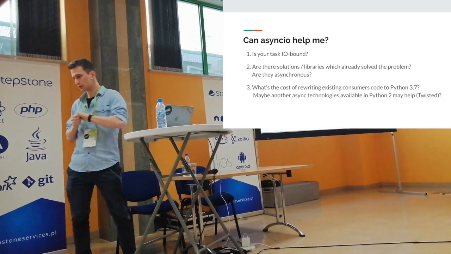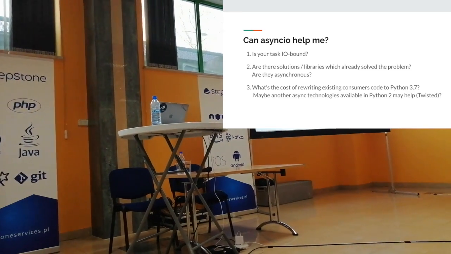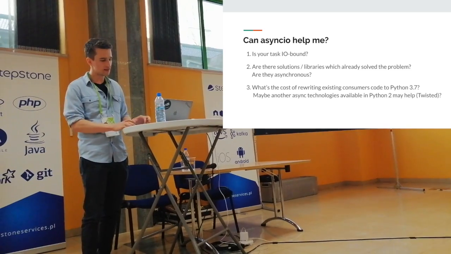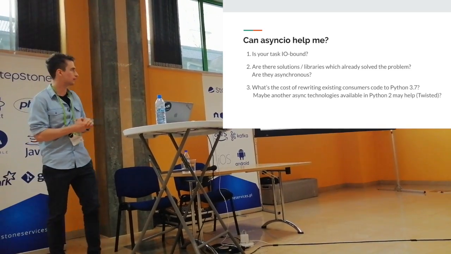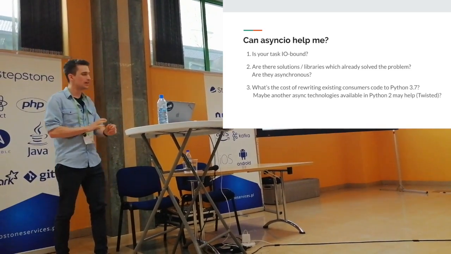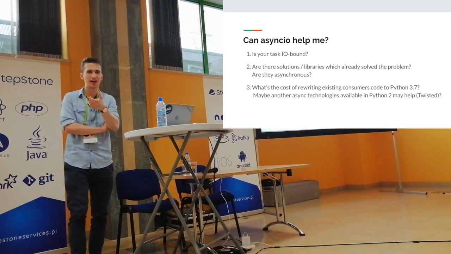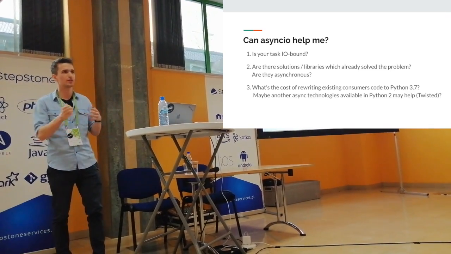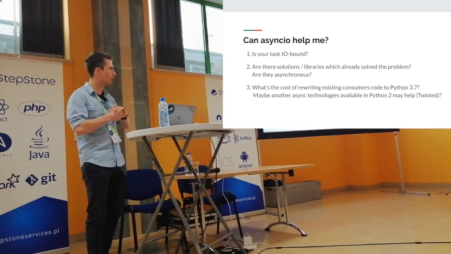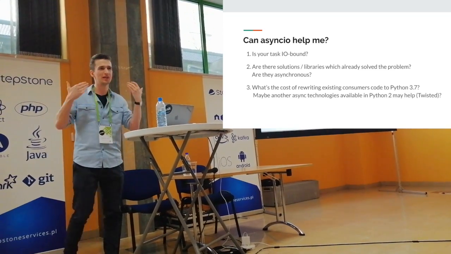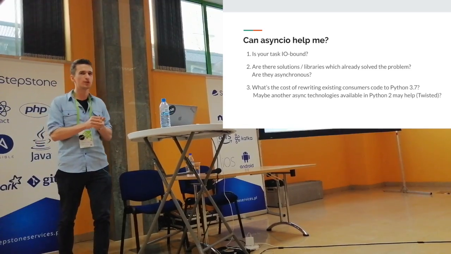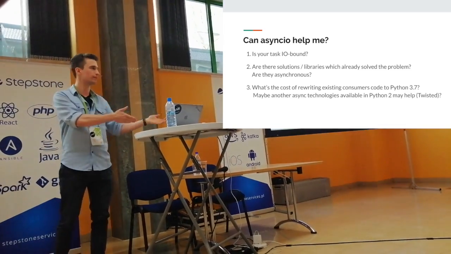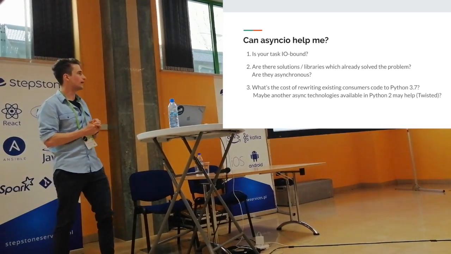And now we want to make the first steps into introducing this asynchronous worker. First we need to answer: can asyncio help me? We need to answer the question, is the task that you want to make asynchronous IO-bound, meaning input-output related? Are you asking for some network stuff, are you asking the file system, do you wait for something, do you wait for a lock, etc.